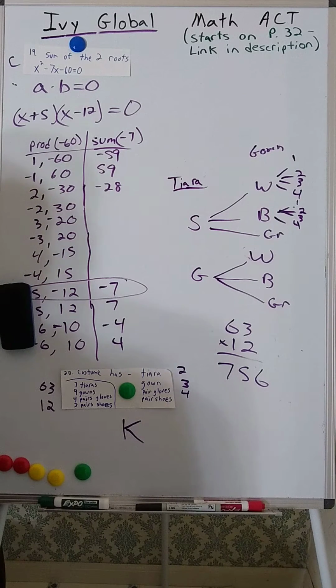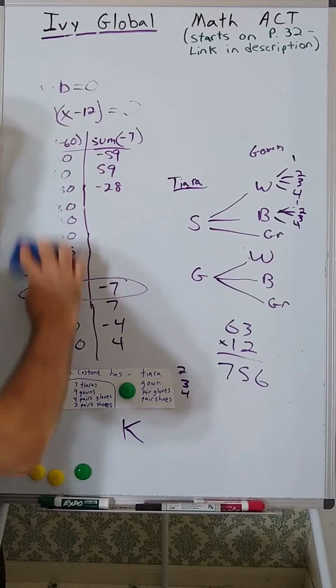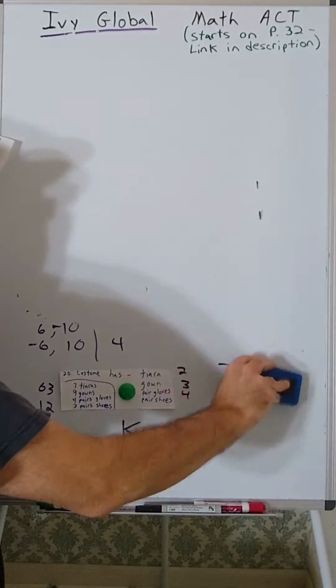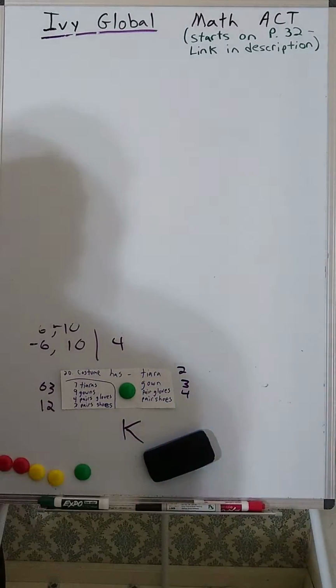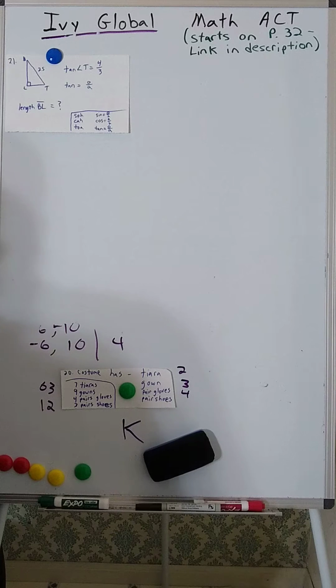All right, number 21 has to do with a little bit of trigonometry. So let's get some space here. All right, so 21 says the hypotenuse of the right triangle BLT shown below is 25 meters. The tangent of angle T is 4/3. How many meters long is BL?